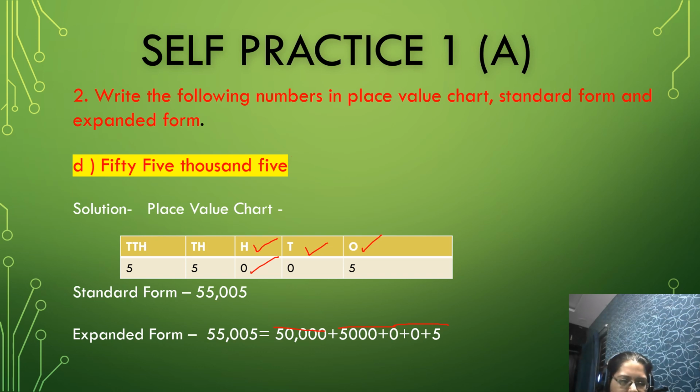55,005. 5 is in the 10,000 place, 5 is in the 1000 place. There is no digit, so 0 is in the 100 place and 0 is in the tens place, and 5 is in the ones place. And the expanded form of this number 55,005 will be 50,000 plus 5,000 plus 0 plus 0 plus 5.